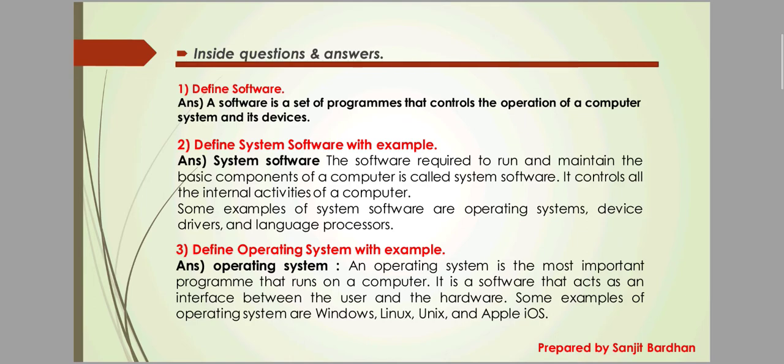Here you can see the inside question answer of the following topic. First is define software. I have already discussed about these topics. A software is a set of programs that controls the operation of a computer system and devices. Next is define system software with example. The system software required to maintain all the basic components of a computer is called system software. It controls the internal activities of the computer, and here are some examples of the system software. Operating system, device driver and language processor are the examples of system software.